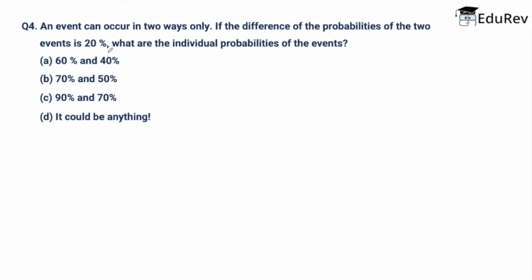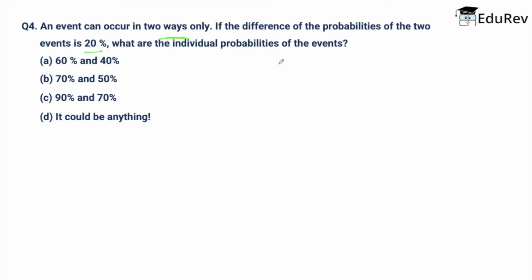So question number 4 says that an event can occur in two ways only. Now, if the difference of the probabilities of the two events is 20%, then what are the individual probabilities of the event? Now, let's see that there is this one property, the principle of the sum of all probabilities. Let's see if that property can help us here or not.